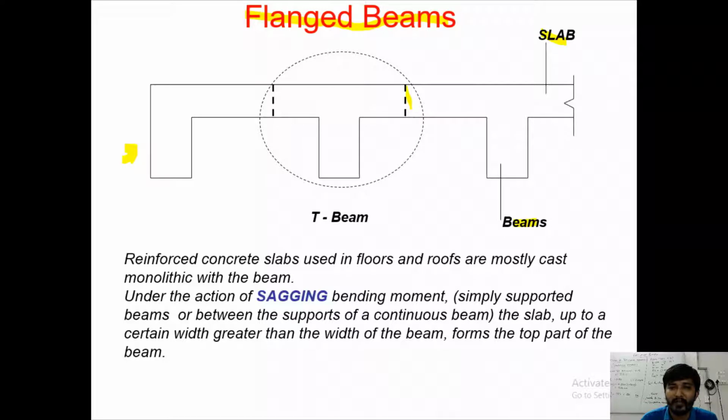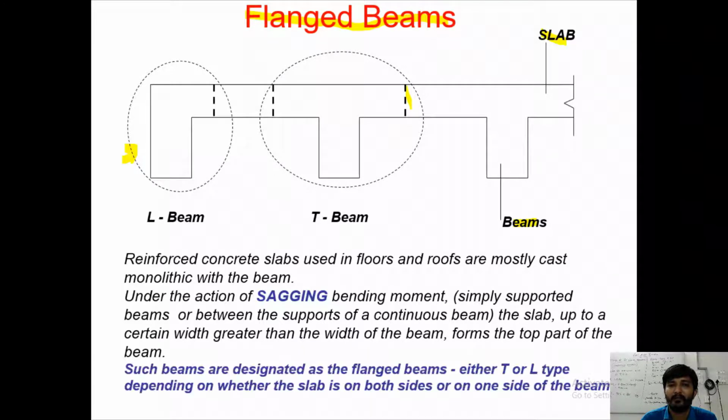or it is also called a flange beam if it is in the interior part. If it is on the left hand side, as you can see here, or at the end, it is called an L-beam. So depending on the shape, it is divided into T-beams or L-beams. Such beams are designated as flange beams, either T or L type, depending on whether the slab is on both sides or on one side of the beam.